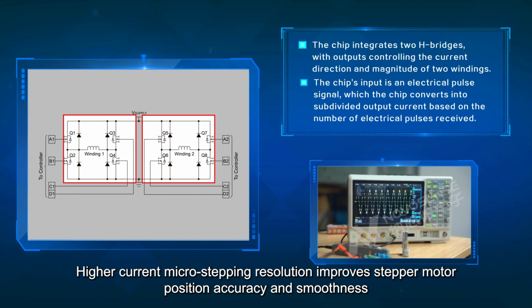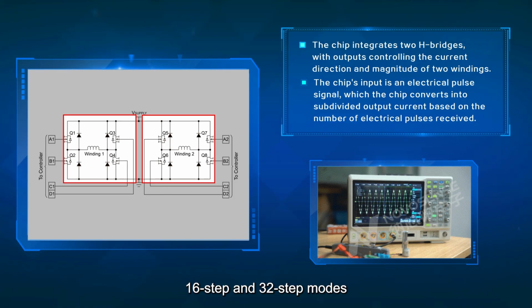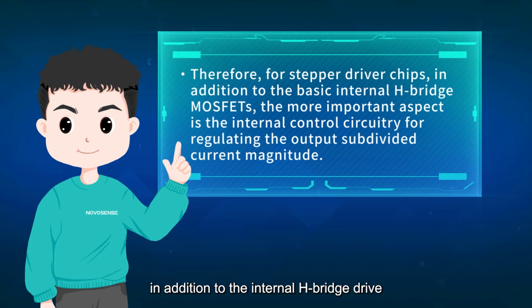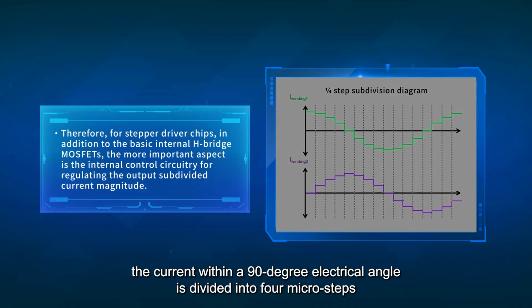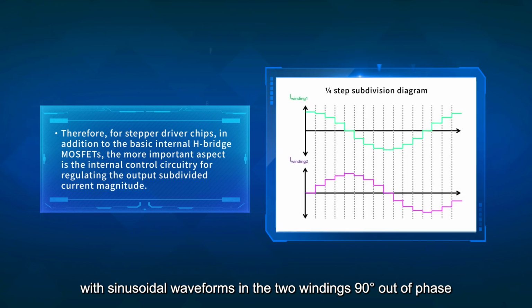Higher current microstepping resolution improves stepper motor position accuracy and smoothness. Common configurations include 4-step, 16-step, and 32-step modes. For stepper motor driver chips, the key aspect is precisely controlling the output microstepping currents, in addition to the internal H-bridge drive. In 4-step mode, the current within a 90-degree electrical angle is divided into 4 microsteps, with sinusoidal waveforms in the 2 windings 90 degrees out of phase.